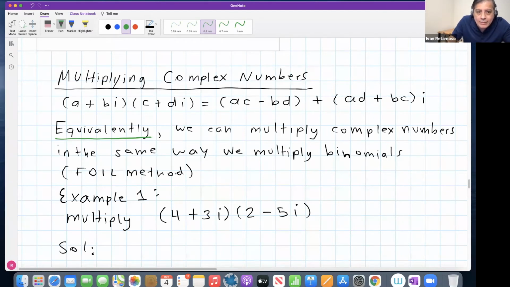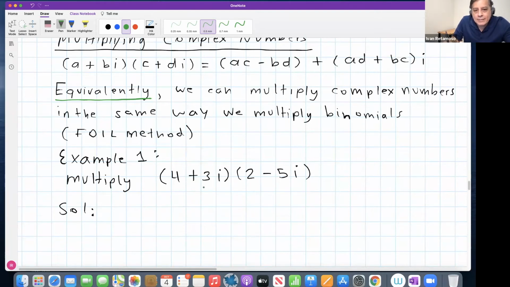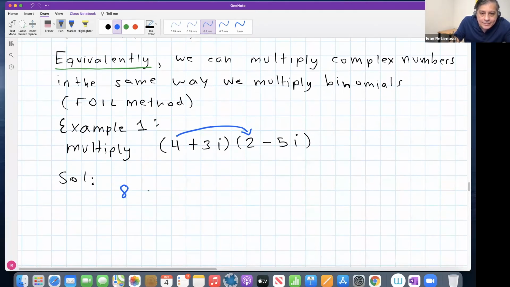Equivalently, we can multiply complex numbers in the same way we multiply binomials, with the FOIL method. Let me show you an example. Suppose they ask you to multiply 4 plus 3i times 2 minus 5i. Think of multiplying two binomials using the FOIL method. You start by multiplying 4 times 2, that is 8. Then 4 times -5i is -20i. Now multiply 3i times 2, plus 6i.